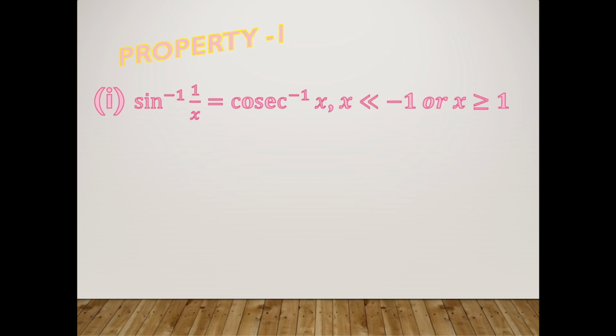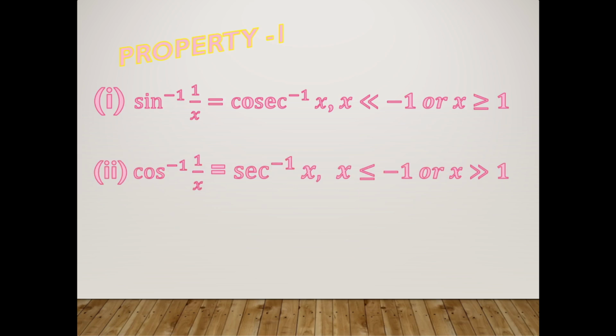what is the first property. So this is the first property, and this is the first part of this property, that is sin inverse 1 by x is equal to cosec inverse x, x less equal to minus 1 or x greater equal to 1. This is the domain of cosec inverse x. Then cos inverse 1 by x is equal to sec inverse x, x less equal to minus 1 or x greater equal to 1. This is the domain of sec inverse x. And third one is tan inverse 1 by x is equal to cot inverse x, x belongs to real numbers, is the domain of cot inverse x.